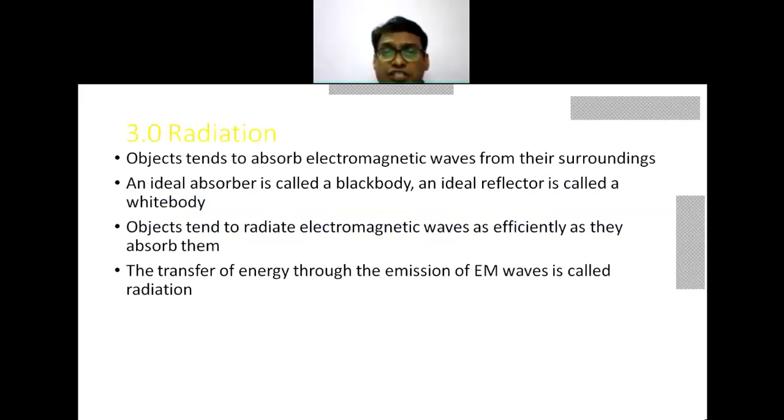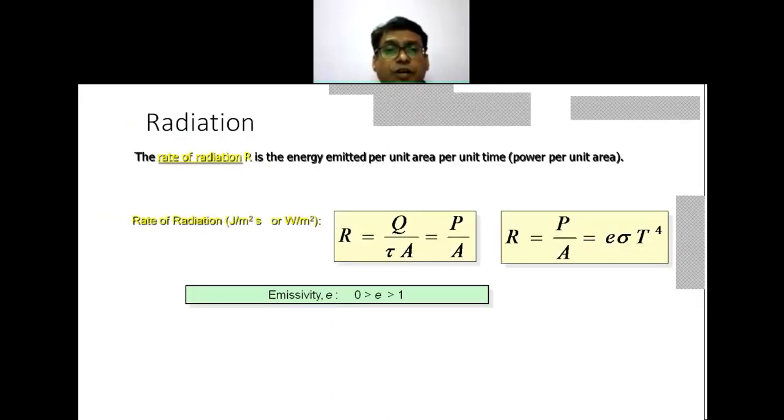Objects tend to absorb electromagnetic waves from their surroundings. An ideal absorber is called a black body, and an ideal reflector is called a white body. So absorbers are black bodies, and reflectors are white bodies. Objects tend to radiate electromagnetic waves as efficiently as they can absorb them. The transfer of energy through the emission of electromagnetic waves is called radiation.